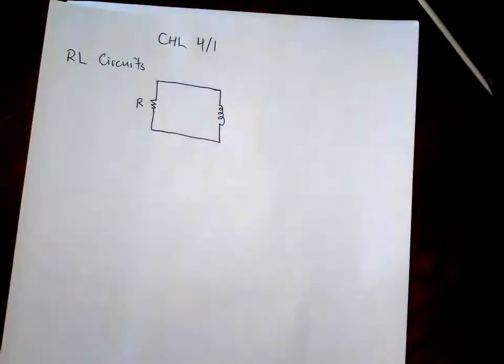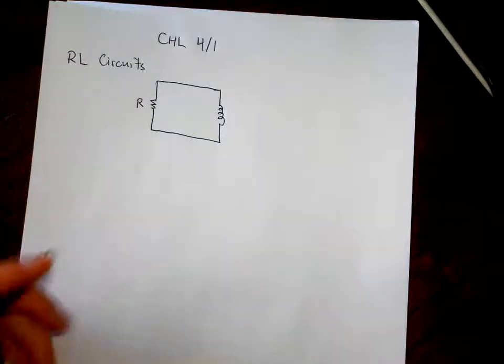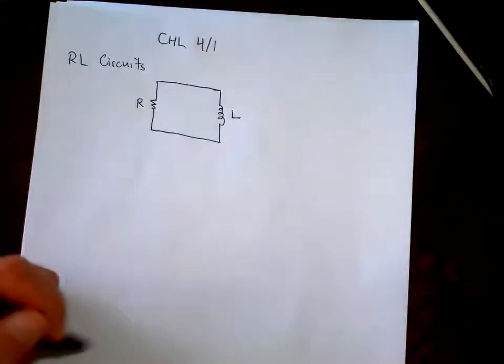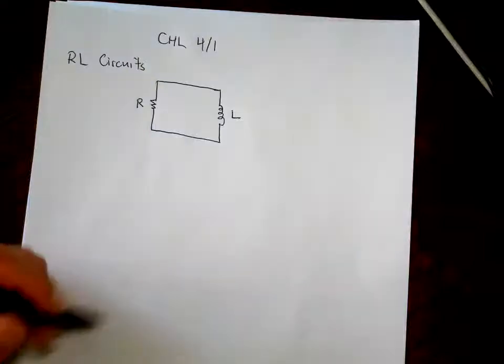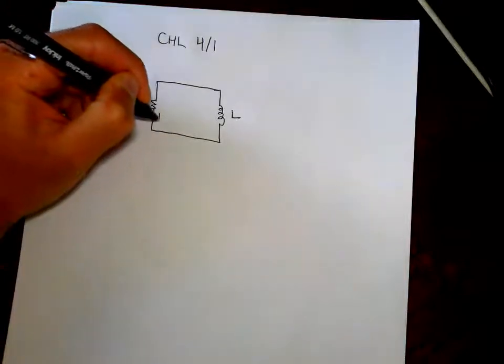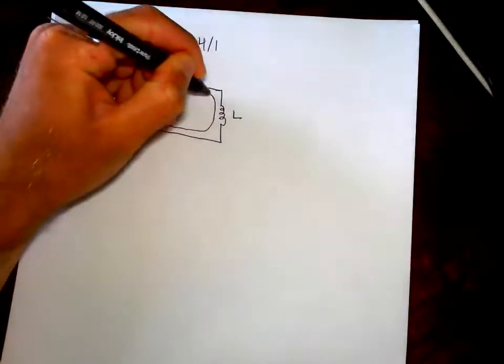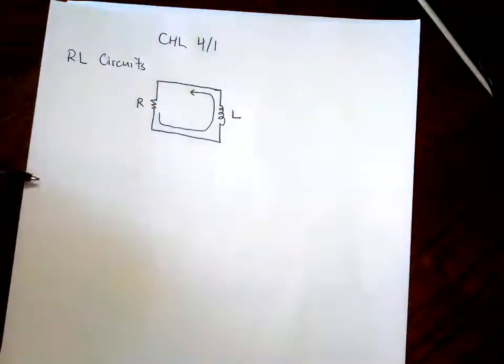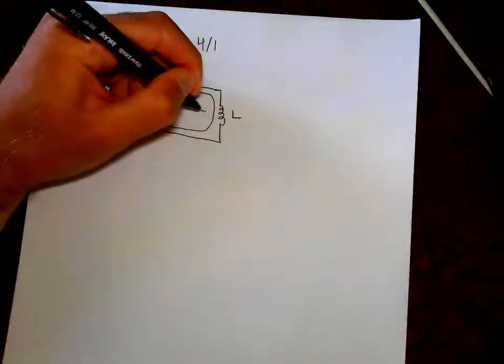An RL circuit is made out of a resistor and an inductor. And we're going to assume that the circuit has some amount of current flowing in it at first. So I'll call that I naught.